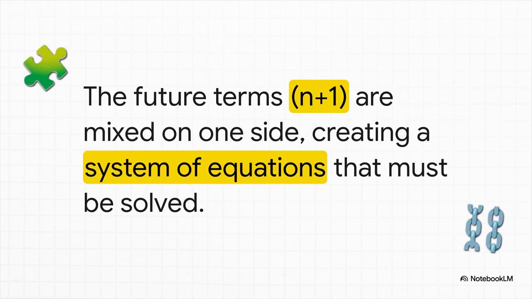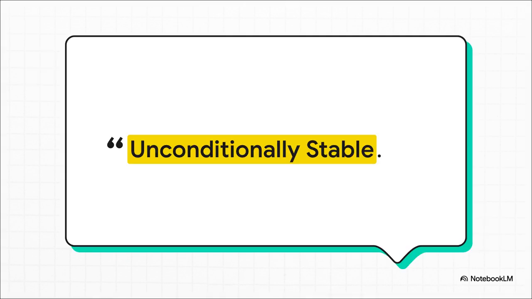Notice how the future values, the ones with the n+1, are all mixed up together. You can't just calculate one directly. You have to solve for them all at once, like a giant puzzle. Now, this takes more work per step, for sure, but that extra work is the key to its power. And here is the huge payoff. This method is unconditionally stable. That means you can take whatever size time step you want, big, small, massive, and it will never, ever explode on you. It might get a little less accurate if your steps are huge, but it will always stay stable and give you an answer that makes physical sense.